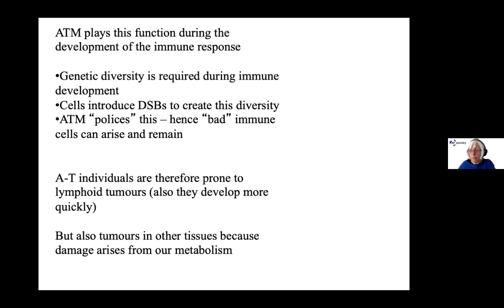They do, as well as that, you do get other tumors in other sites as well. The other reason why the lymphoid tumors, I think, tend to be more prevalent in AT individuals is because they tend to develop more quickly. But there are other individuals who are cancer prone who don't show this predisposition to lymphoid tumors. So this is an additional aspect here: the role of ATM in the generation of the immune response.